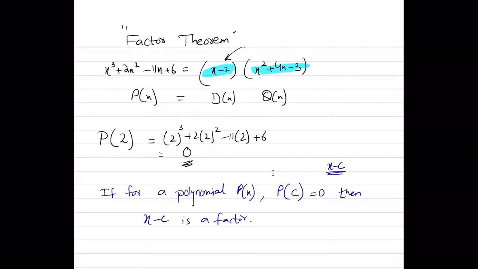So if I want to test whether x minus 2 is a factor or not, I'm going to take x equals 2 and plug it in the polynomial. If the polynomial results in 0, then x minus 2 is a factor. If it gives me a value other than 0, then it's not a factor, and the value that I'm going to get is going to be the remainder, and that I'm going to teach you in the remainder theorem.